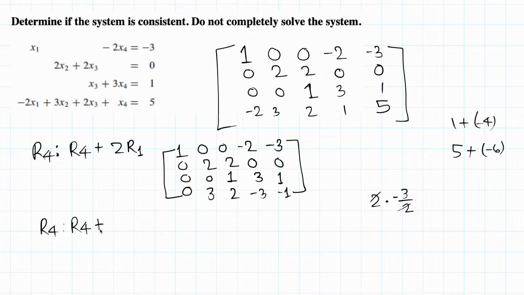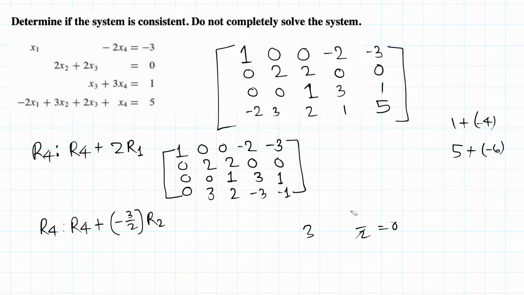So R4 plus, multiply R2 by -3 halves, because 3 plus 2 times negative 3 halves means the 2 cancels. 3 plus negative 3 means 0. Okay, that's how we get 0.